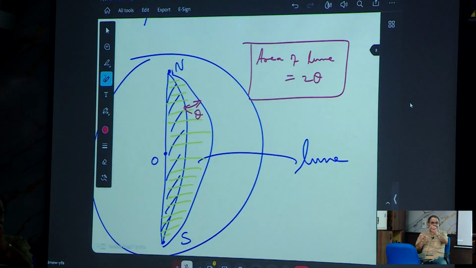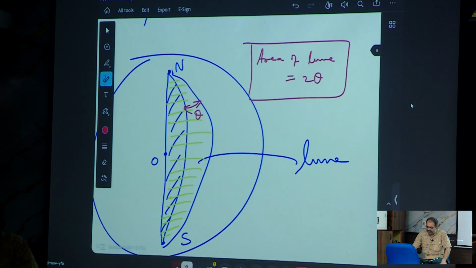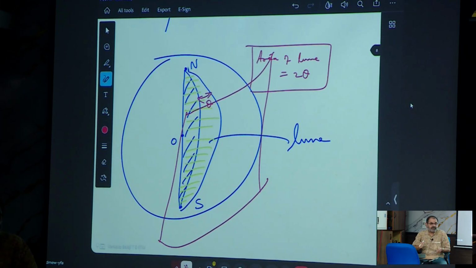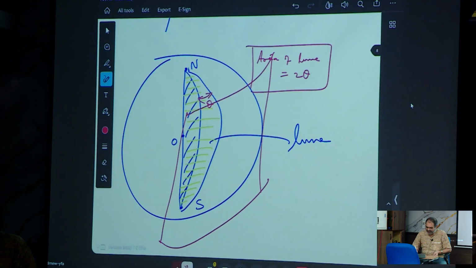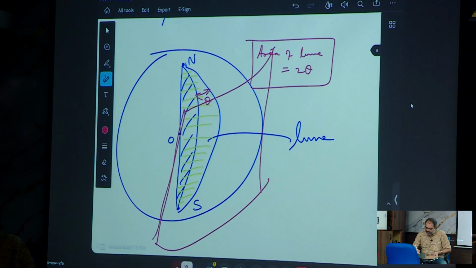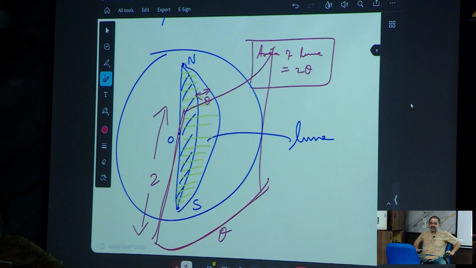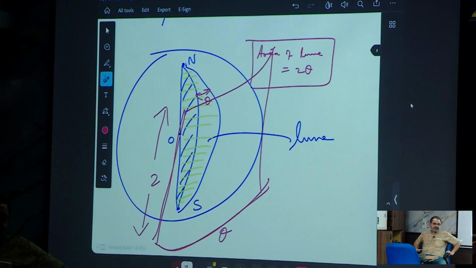Project that loon onto the cylinder, and what you will get is, literally, if you fold it out, a rectangle. This length is 2, and this length is theta, because that is the angle subtended at the center. Radius is 1. So the area of this rectangle is 2 theta.